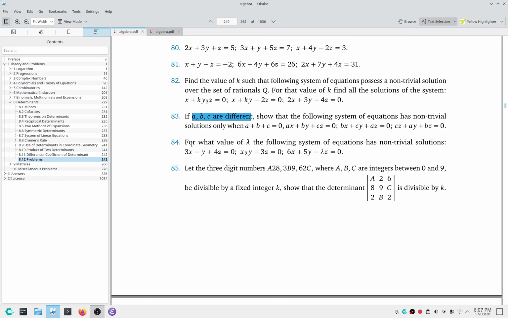Question 84 says: for what value of lambda does the following system of equations have non-trivial solutions? 3x minus y plus 4z is equal to 0, x 2y minus 2z is equal to 0. This again seems to be a typo. It should be x plus 2y. And 6x plus 5y minus lambda z is equal to 0.